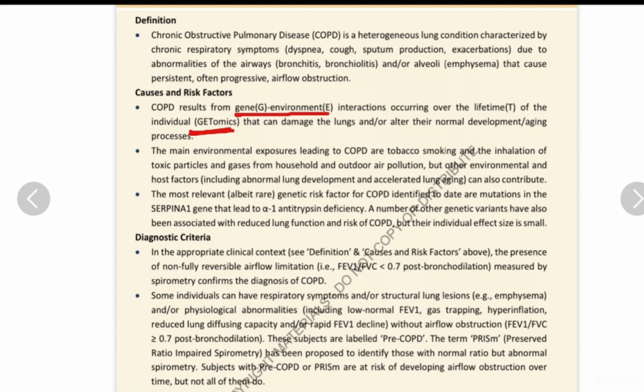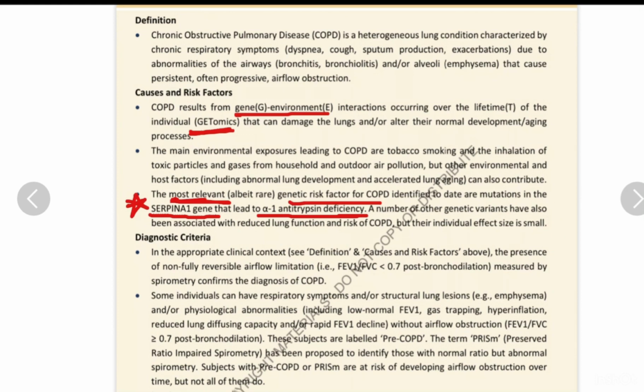The main environmental exposure leading to COPD, as we already know, is tobacco smoking and the inhalation of toxic particles and gases from household and outdoor pollution. But other environmental and host factors, including abnormal lung development and accelerated lung aging, can also contribute. The most relevant genetic factor for COPD is mutation of the SERPINA1 gene that leads to alpha 1 antitrypsin deficiency. This is very, very important. A number of other genetic factors can also contribute.